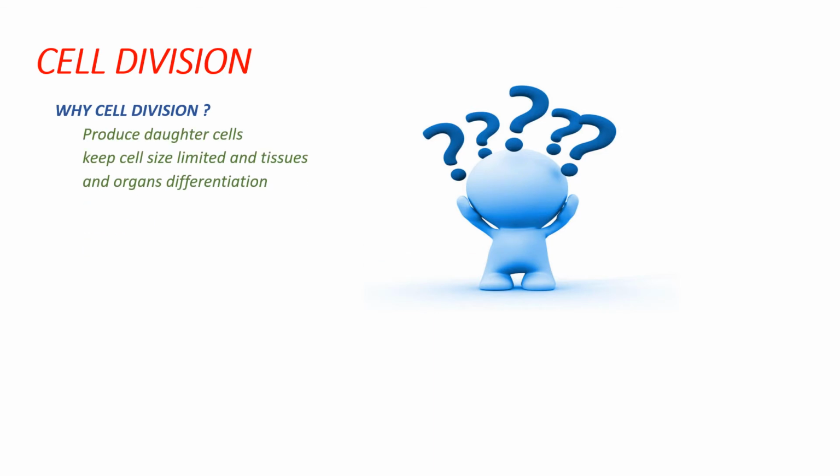The cell division produces daughter cells. These daughter cells help in functions like growth and development, regeneration of damaged tissues, replacement of old organs and tissues. The next function is it keeps the cell size limited and helps in tissues and organs differentiation. To understand the tissues and organs differentiation, now let us consider if the growth was only due to increase in cell size, then there would be no different tissues and organs today, and there would be no functions those tissues and organs performing. So cell division and differentiation is important for existence.